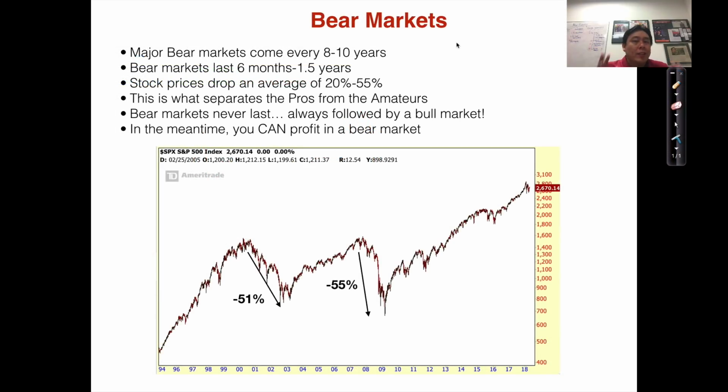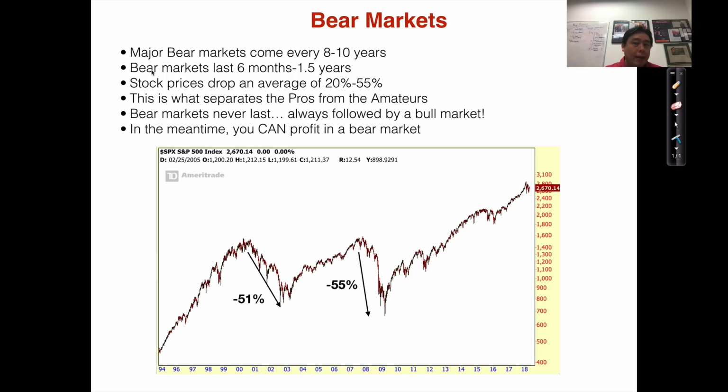So once again, if you want to survive a bear market, you have to understand a lot more about bear markets. First thing, major bear markets come every 8 to 10 years. It's been a 10-year bull market. If a bear market is coming right now, it's about time. I'm not surprised. But bear markets don't last forever.